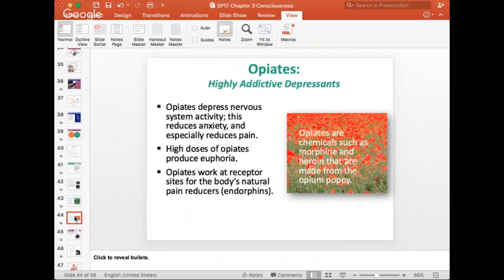Opiates are different from barbiturates in the fact that opiates are chemicals that can come from the opium poppy. For example, heroin, morphine. Opiates also are extremely highly addictive. They have substance qualities in them that the body instantly grabs onto and rewires itself.